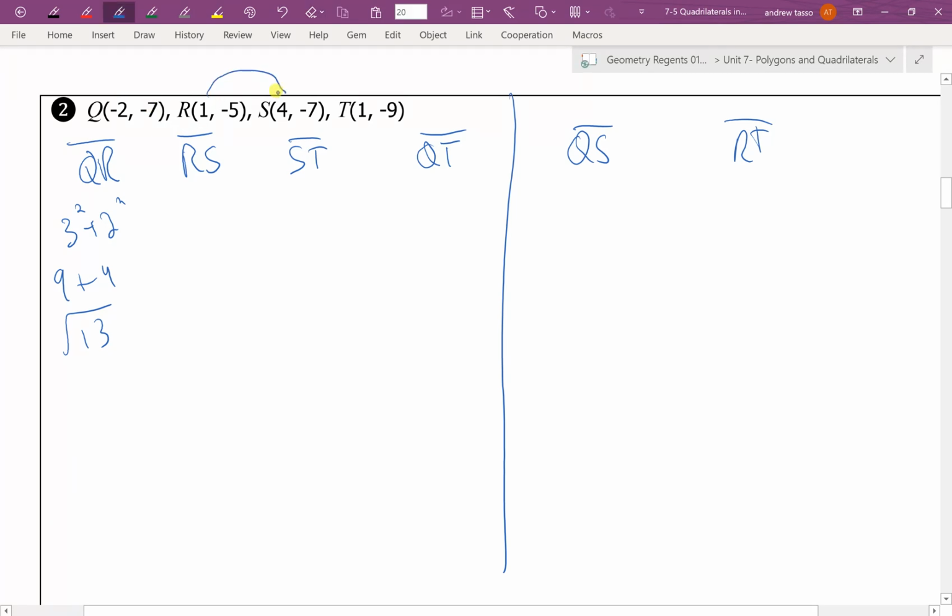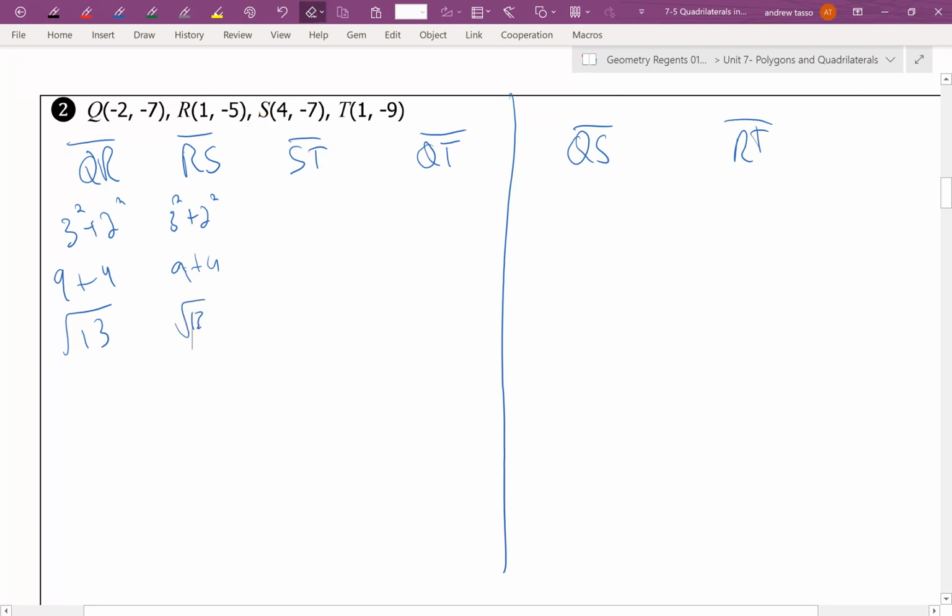Next is RS. The change in x is 3 squared. The change in y is negative 2 squared. I'm just going to leave it as 2 because we don't care about negatives. So we have 9 and 4, which equals rad 13.